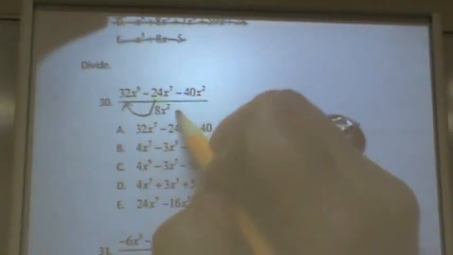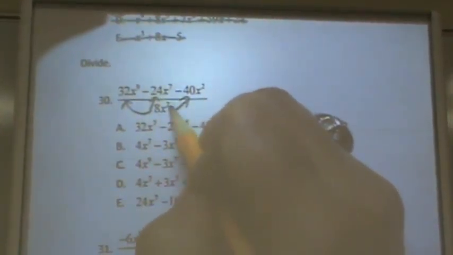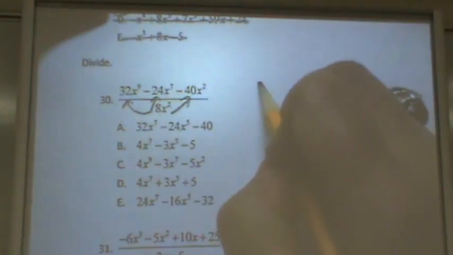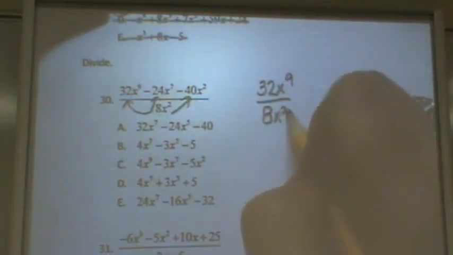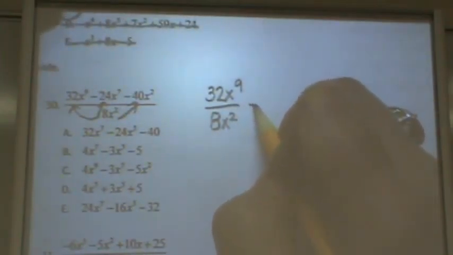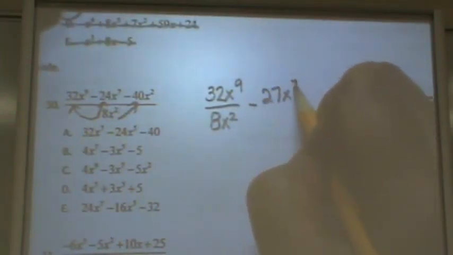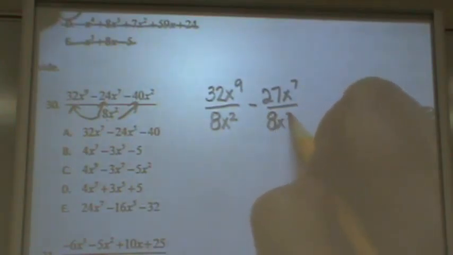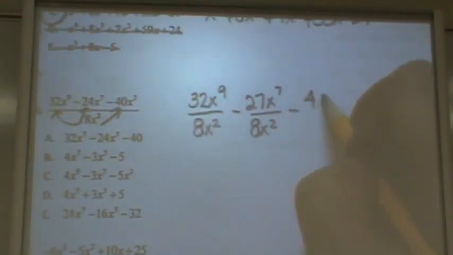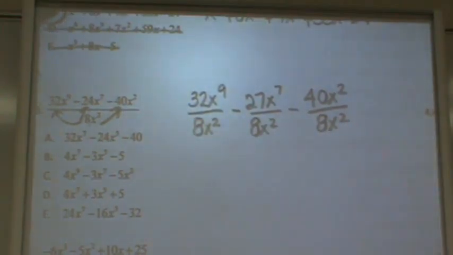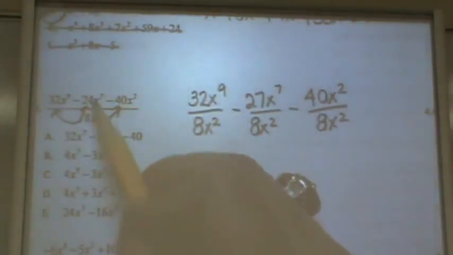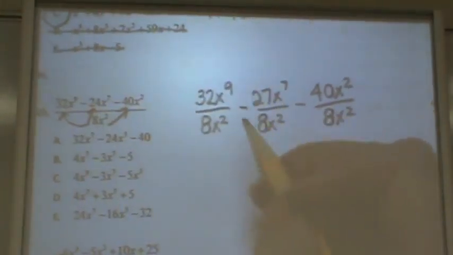Number 30 is division. We have a monomial. We are dividing it by all three of these terms. So it's this 8x squared is going into each one of these. So we have 32x to the 9th over 8x squared. Then minus 27x to the 7th over 8x squared. And then minus 40x squared over 8x to the 2nd. So this 8x to the 2nd is being divided into all three of these.